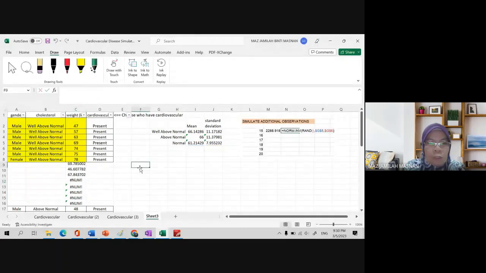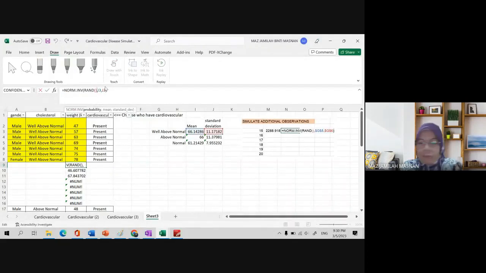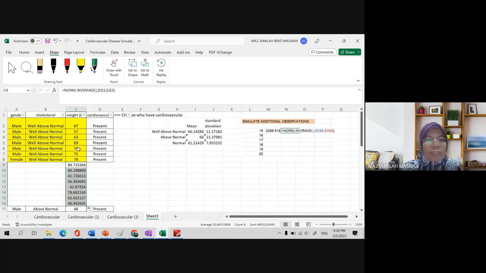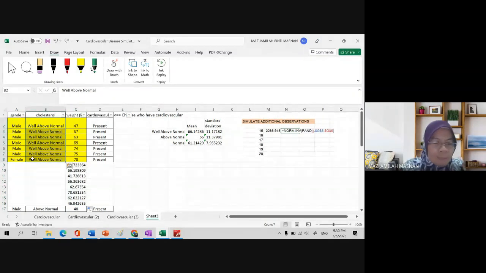So when you want to start, you have to lock the location of the mean and standard deviation, and this is where you have to put the dollar sign. So you are going to lock the location of the mean and standard deviation. Once you have that, drag down again. You have your generated weight for well above. So just copy well above.